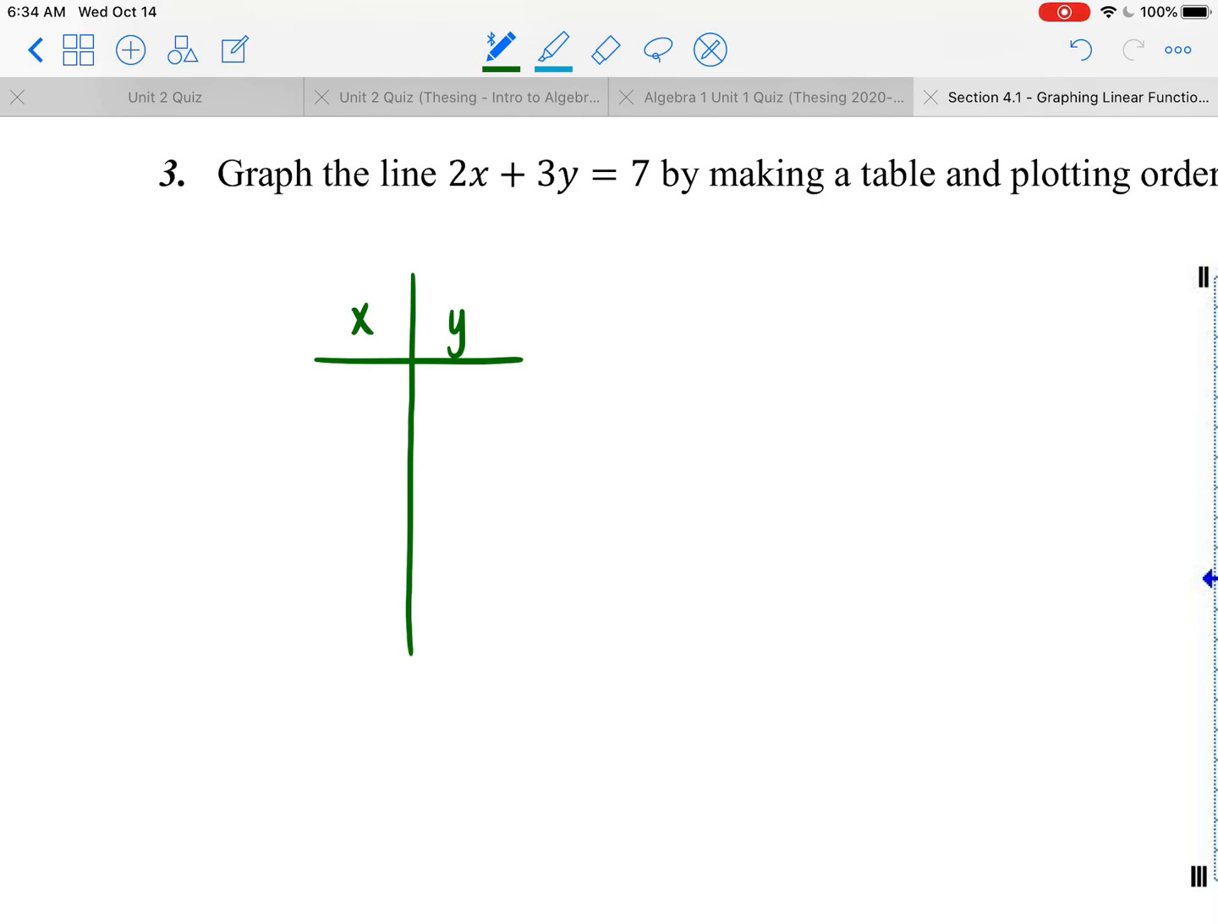Okay? So this is, in my opinion, one of the easiest ways to draw a line, actually. You can get it in slope-intercept form, y equals something x plus something. And that's nice, but this is also a great method too.